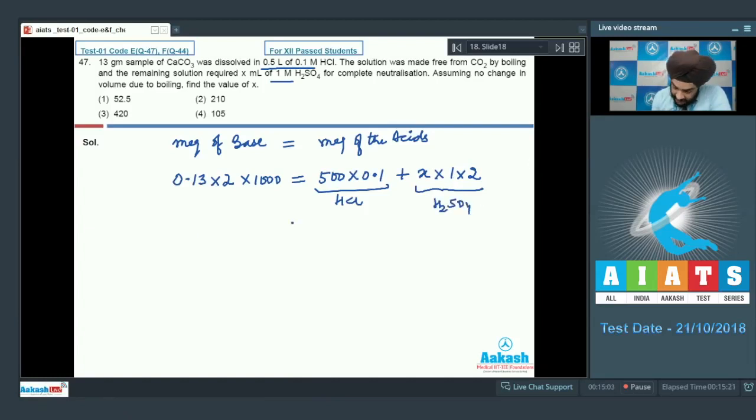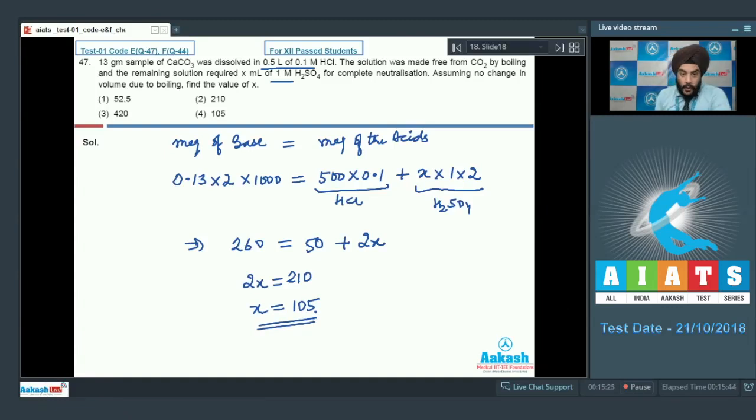So on simplification, we'll have the LHS equal to 260. The MEQs of HCl is equal to 50. And the MEQ of H2SO4 is equal to 2x. So on simplification, we have the value of 2x as 210. So the value of x will be equal to 105. So looking at the options, the correct answer to question number 47 will be option 4.